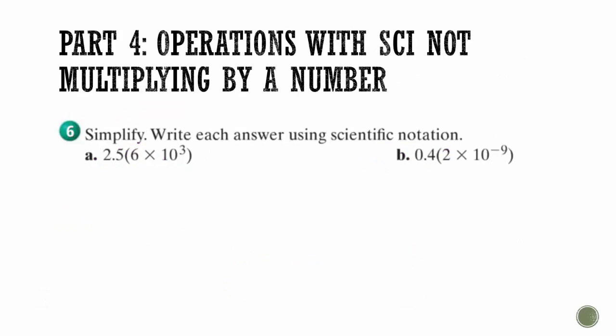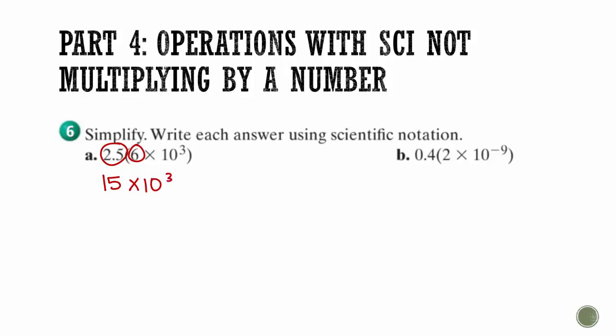So let's try something a little different. You've done stuff like this before, but maybe not to this extreme. What we're going to do is multiply one number by something that is in scientific notation. Now, in order to do this, we only multiply the number part together. So 2.5 times 6 is all we have to multiply. So we end up with 15 times 10 to the third power.